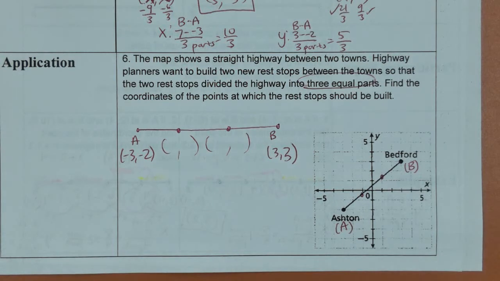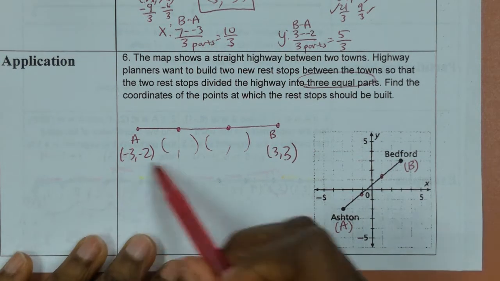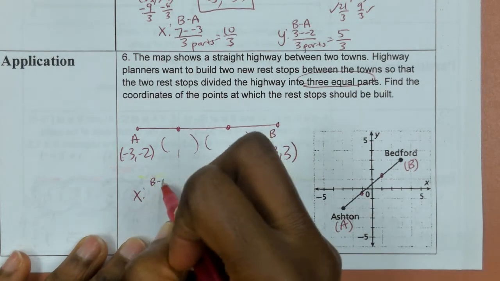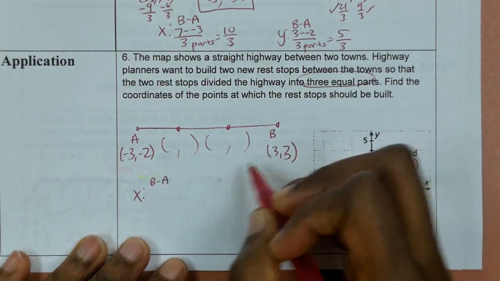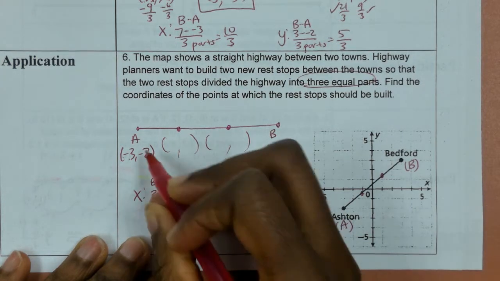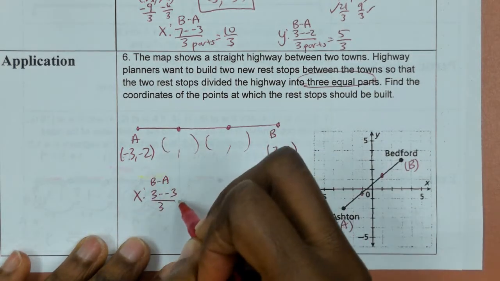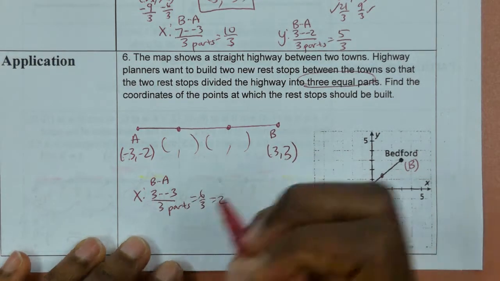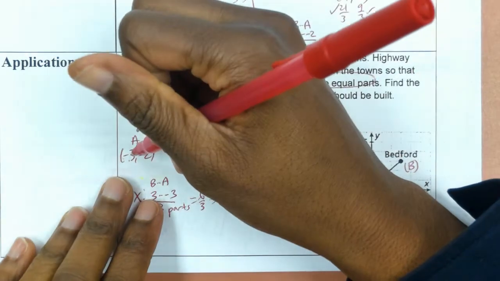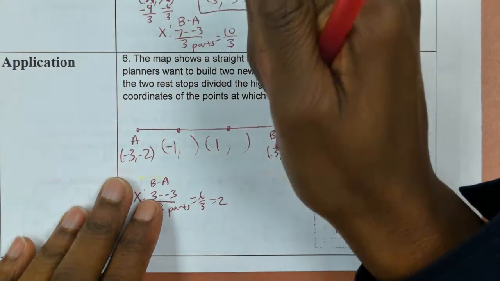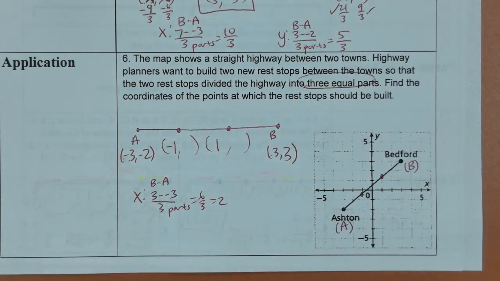Okay. So we take the total distance between A and B's points. For X, if we do B minus A, that tells us from A to get to B, how many units we have to go. So 3 minus -3 is 6, and we're breaking that into 3 parts. 6 divided by 3 is going to give us 2, so we're increasing 2 every time. -3 plus 2 is going to give us -1, plus 2 is 1, plus 2 is 3, so we landed at the right spot.